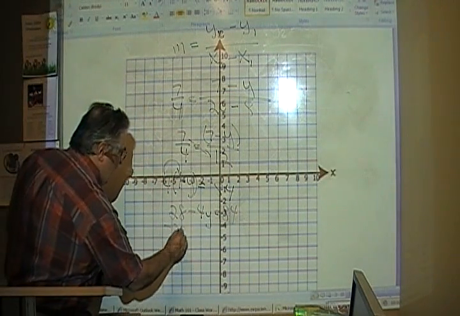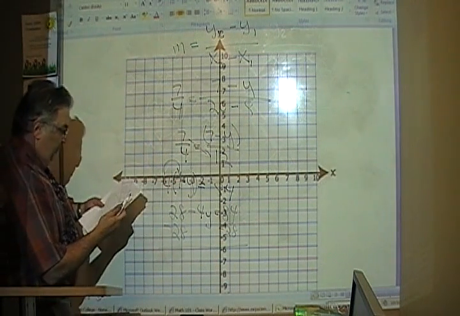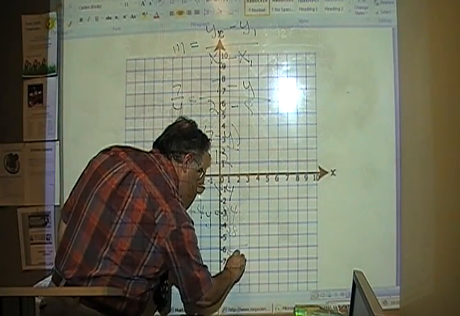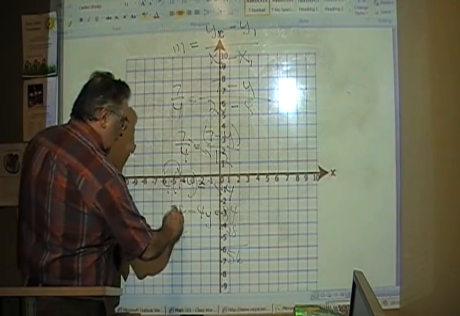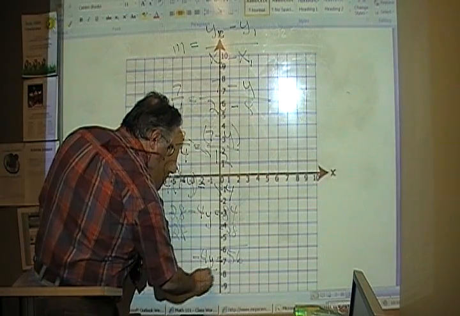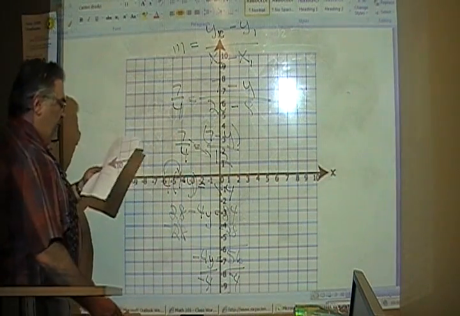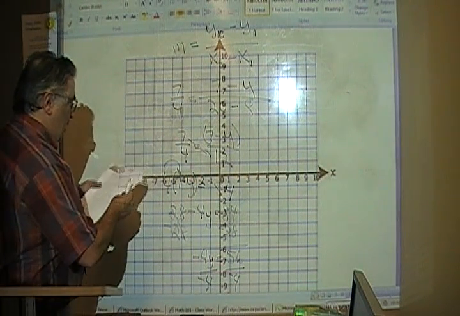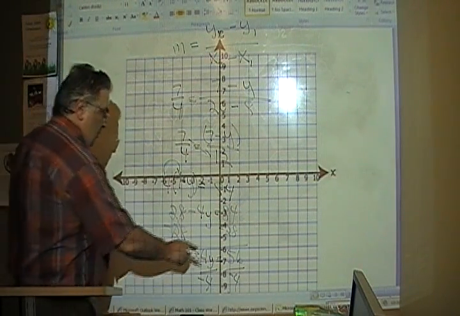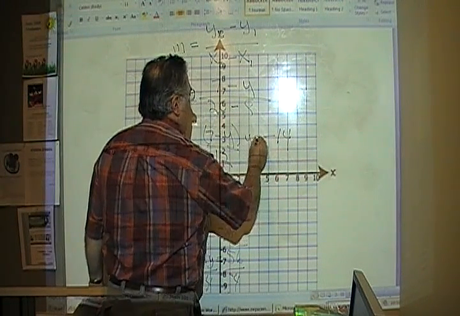Subtract 28 from each side. 84 minus 28 is 56. And the 28's cancel out, so I get minus 4y equals 56. Now I divide by minus 4 on each side. 56 divided by negative 4 is going to be negative 14. So y equals negative 14.